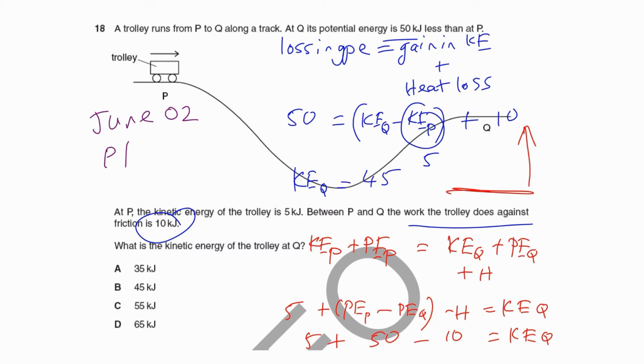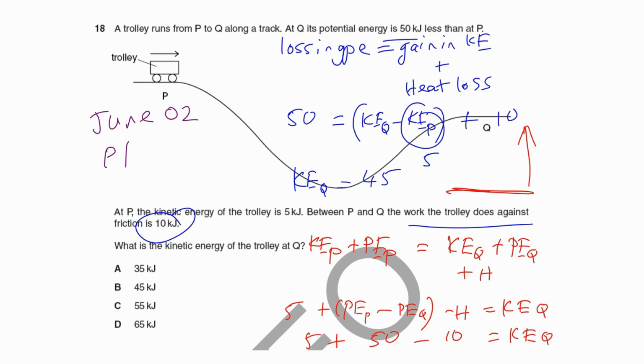If you don't want to do this method, you can also do conservation of energy in this form. That is, all the energy here must be equals to all the energy here plus whatever heat is lost. So what energy do you have here? You have KE at P and the PE at P. And then what do you have here? You have KE at Q and PE at Q plus heat loss at the end. So now you can substitute whatever you have into the equation.